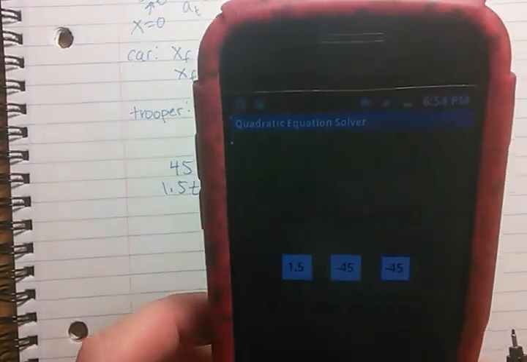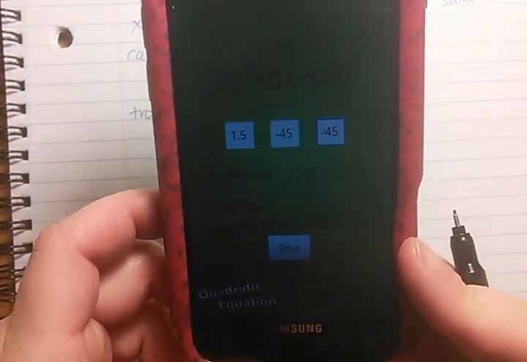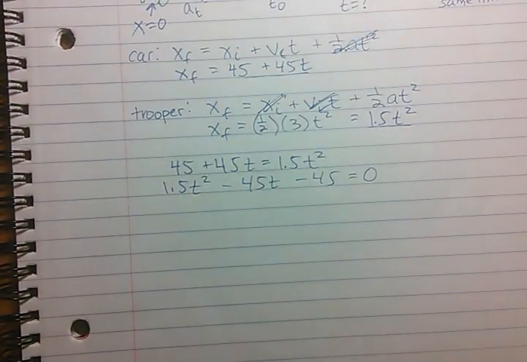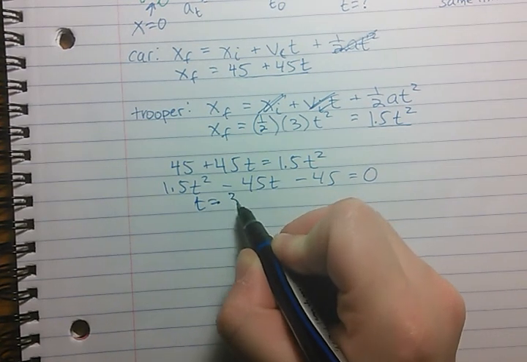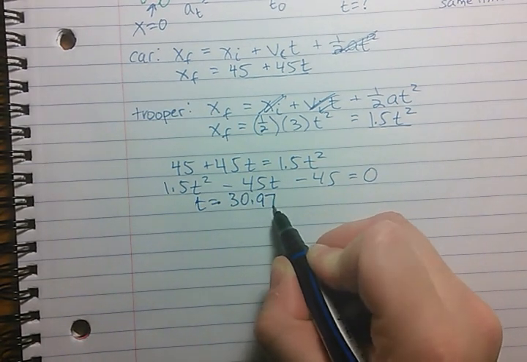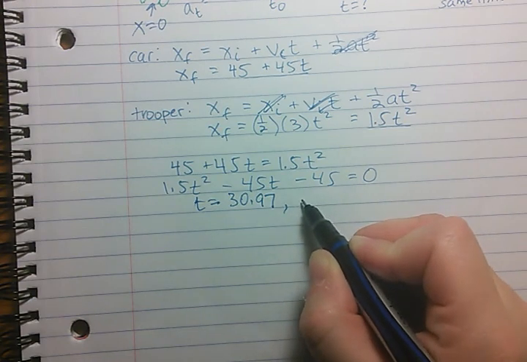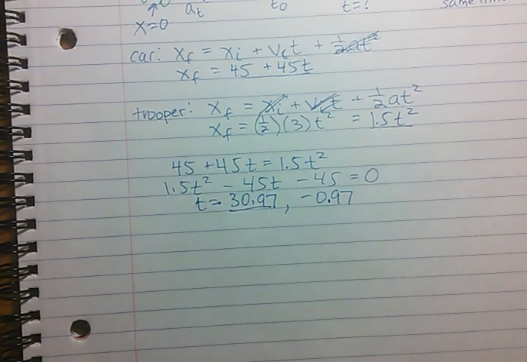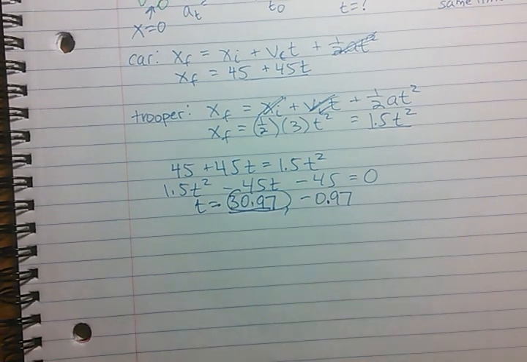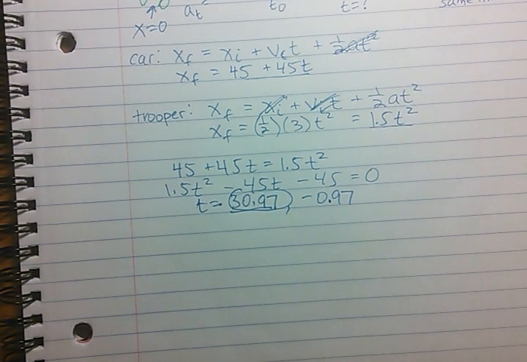I don't know if you guys can see that very well, but you get t equals 30.97 and negative 0.97. So in this case, we just want that positive solution there. And we have our answer. One thing I'd like you guys to think about is what that negative 0.97 means. See if you can come up with an answer.